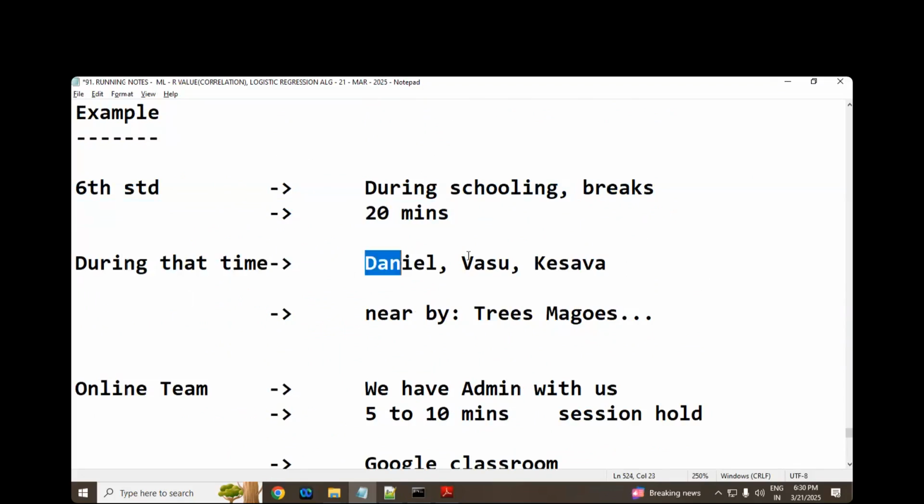During that time, Daniel, Vasu, Keshwa, we were best friends, man. We three guys, I'm sorry for saying, were kind of best friends, also called the three idiots. We used to do some naughty things. Nearby, there were seasonal trees for every season. The school is on the outskirts. There are orange trees, guava trees, and mango trees.